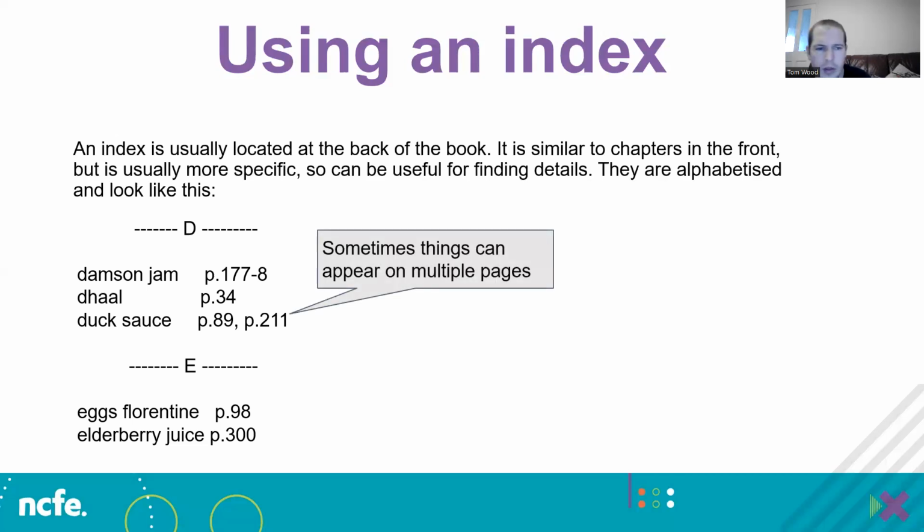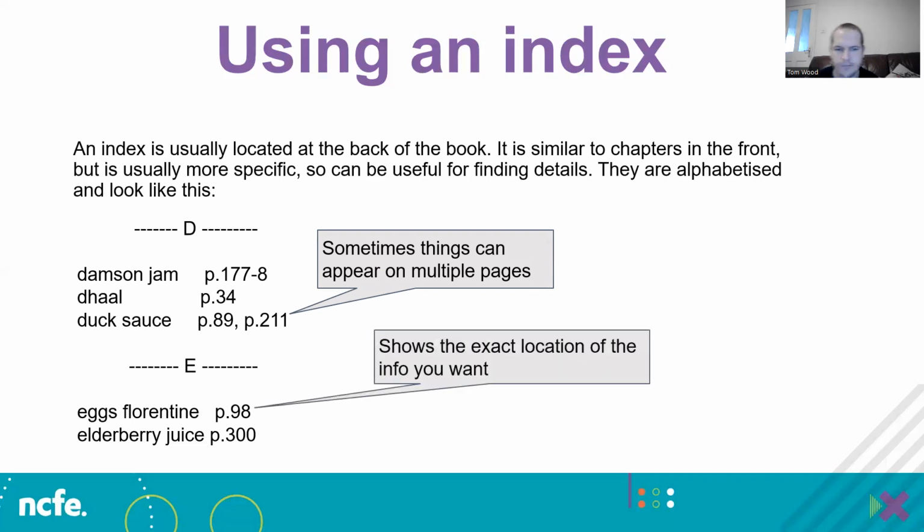So in this case, what we can see is if something is separated with a comma, that means it appears on multiple pages. So duck sauce appears on page 89 and on page 211. If it's just mentioned once, it just shows the exact location of that information. So here, eggs Florentine only appears on page 98. That is the only page it talks about. Obviously, the P here stands for page.